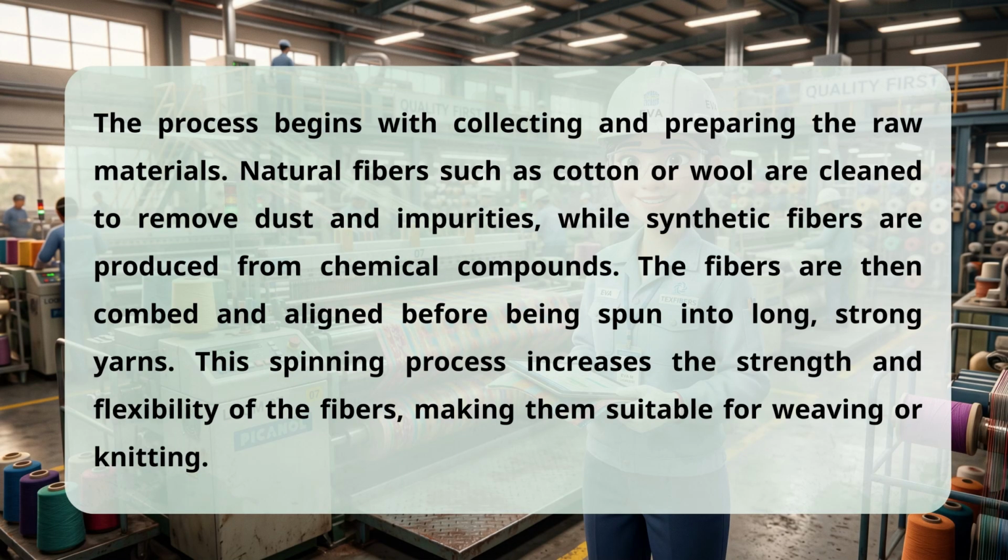The process begins with collecting and preparing the raw materials. Natural fibers, such as cotton or wool, are cleaned to remove dust and impurities, while synthetic fibers are produced from chemical compounds. The fibers are then combed and aligned before being spun into long, strong yarns. This spinning process increases the strength and flexibility of the fibers, making them suitable for weaving or knitting.